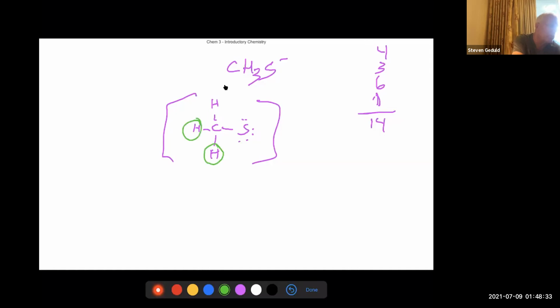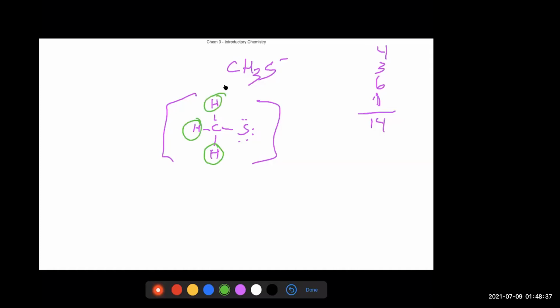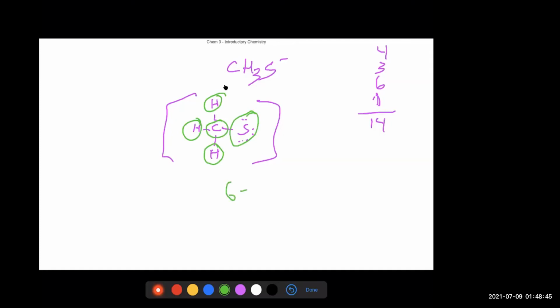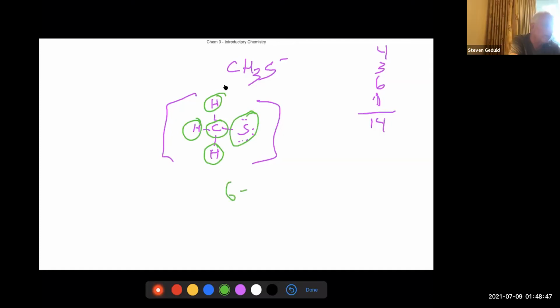What's the formal charge on this one? 0. Formal charge on this one, 0. And formal charge on carbon, 0. What's the formal charge on sulfur? 6 minus how many dots? 6, minus the covalent bond, which is only 1. So the formal charge is -1. So everything's 0 except sulfur, which has a -1 charge in this one.